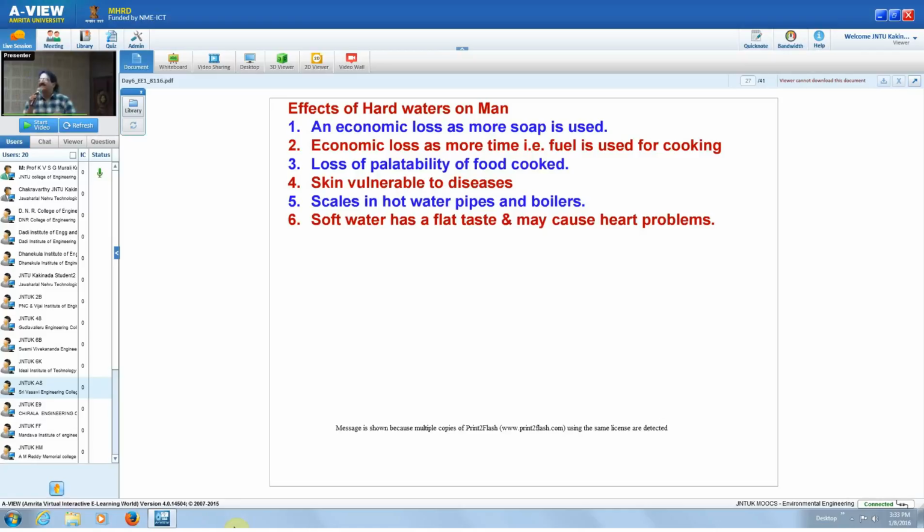Soft water has a flat taste. Hard water also has a taste. It has an irritating taste. Soft water has a flat taste. Flat taste means, ante ఏదో చప్పగా అదో రకంగా ఉన్నట్టుంటుంది. You cannot describe it. And it causes heart problems. Water should have some salts, then they protect us. Next please.